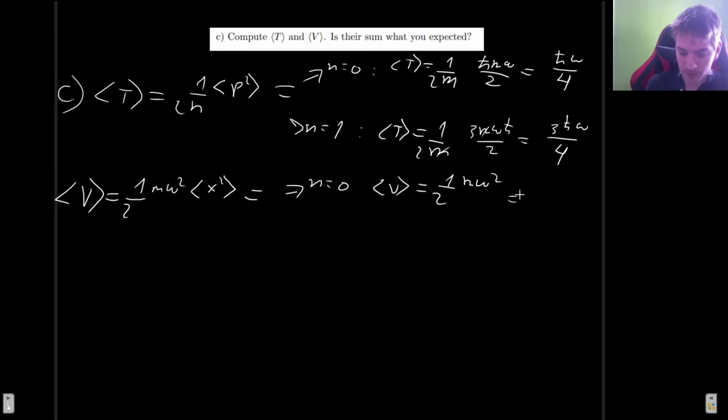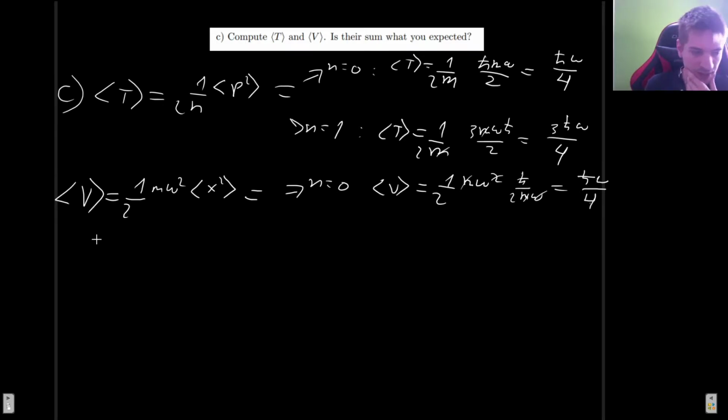h bar divided by 2m omega. I think that was it. Let me just see. The 2 cancels out, so we get h bar omega divided by, let me see, something here is not. Oh no, it's fine. That's exactly what we want.